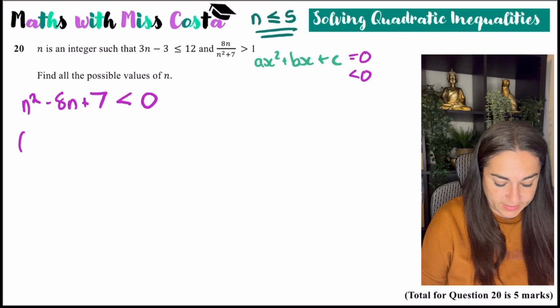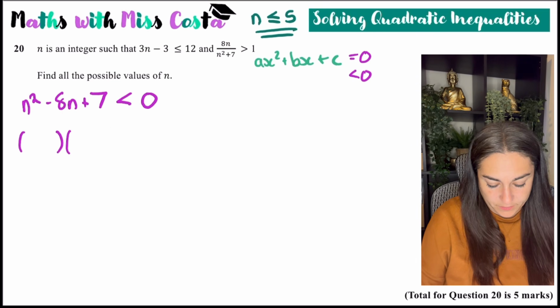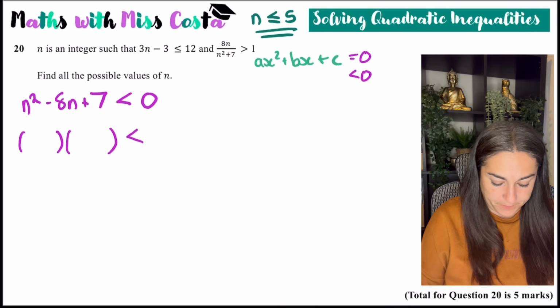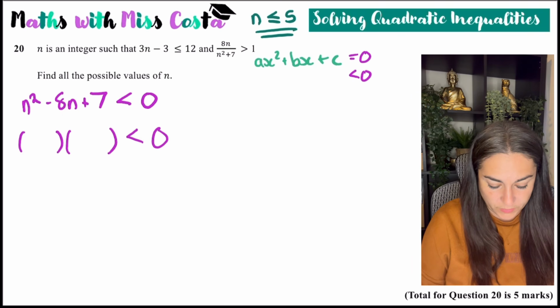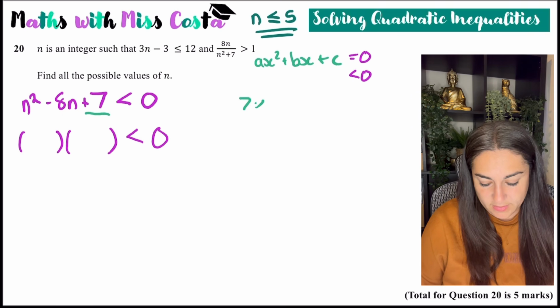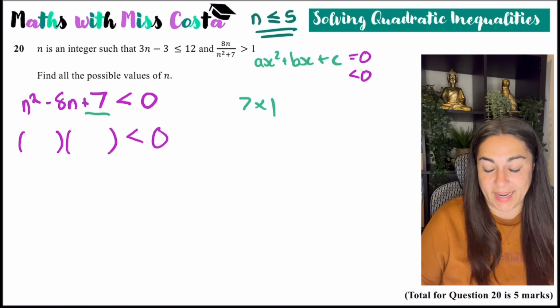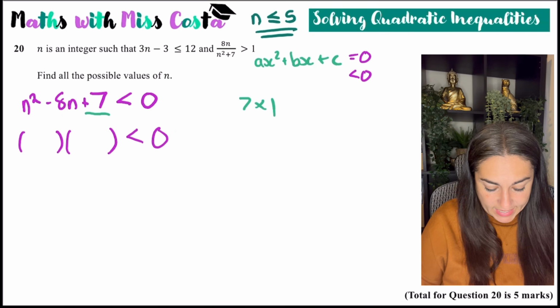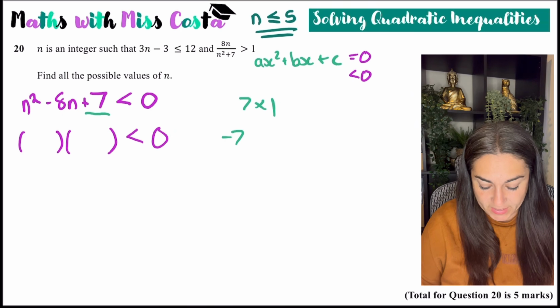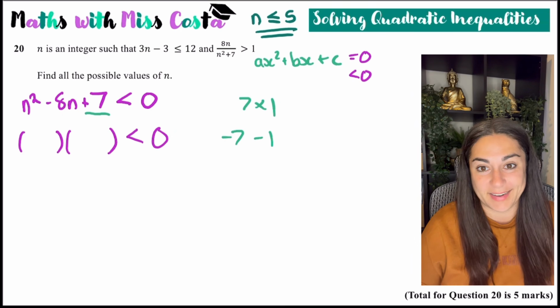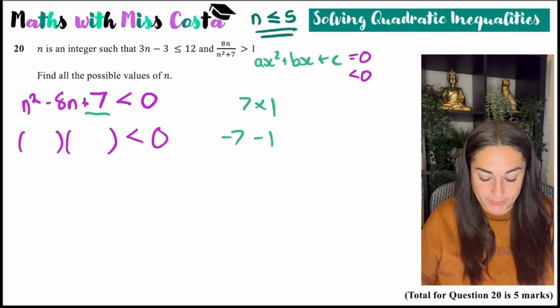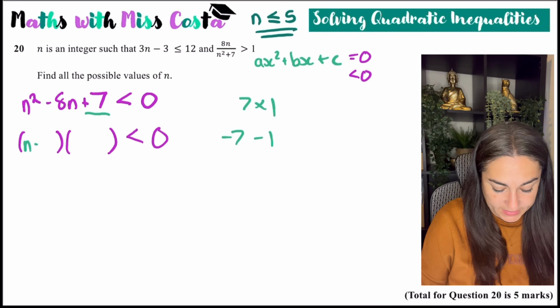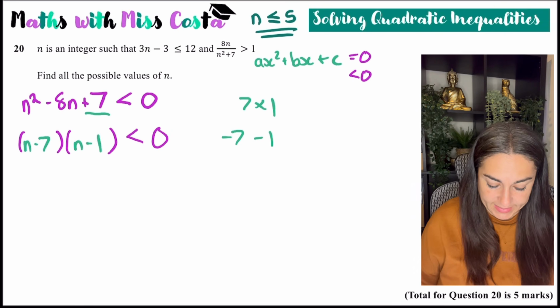So thankfully it's a simple quadratic. So I'm looking for two numbers that multiply to make 7 and add to make minus 8. The only factors of 7 are 7 and 1 because it's a prime number, and because I need to make minus 8, I know they're both going to need to be negative numbers. So it's going to be n minus 7, n minus 1 is less than 0.